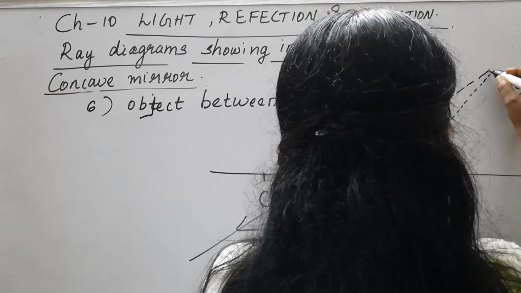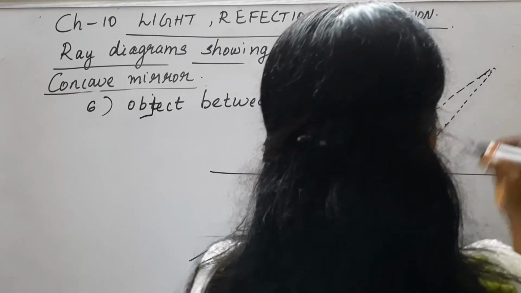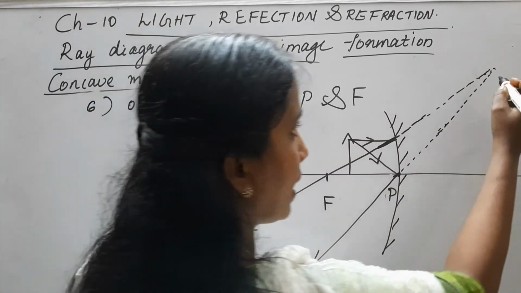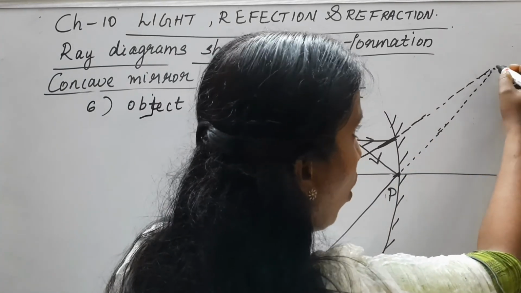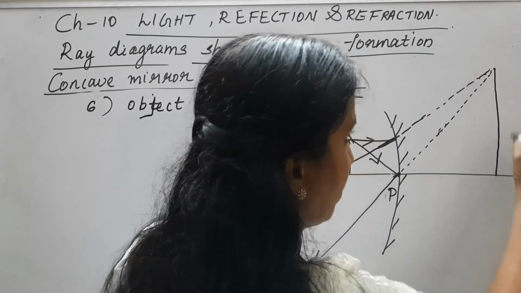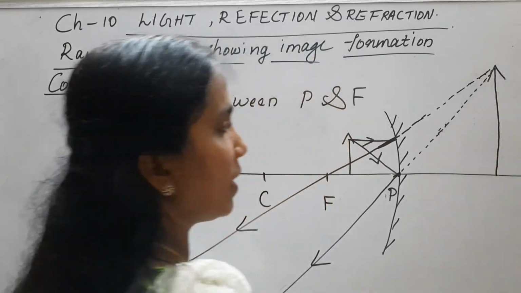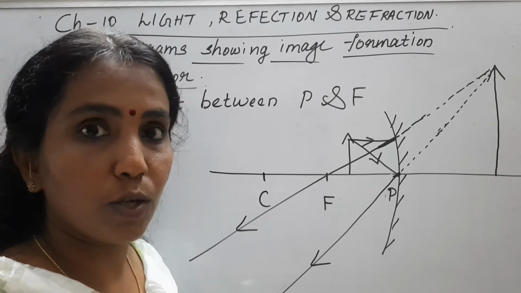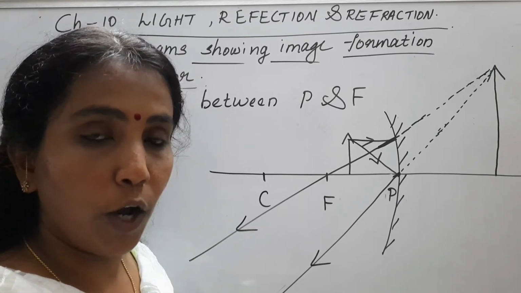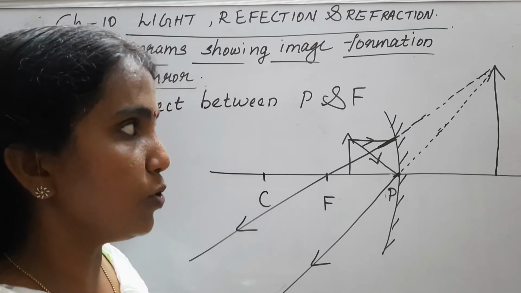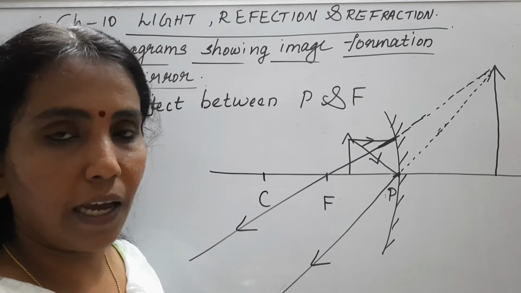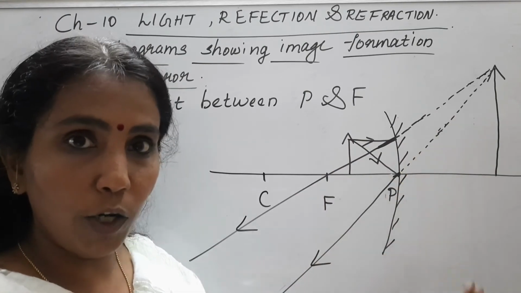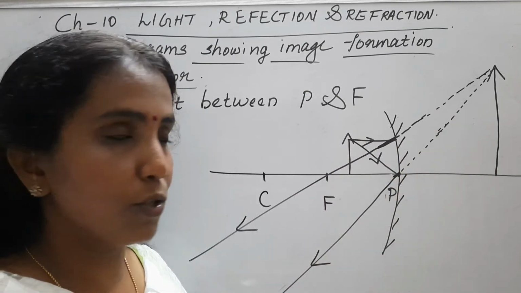When you extend them, the two lines are found to meet at a point behind the mirror. At that point, we say we'll get an image. We'll be able to see that image, but we cannot obtain it on a screen. Such an image we call a virtual image. So such a virtual image is formed in this case, behind the mirror. You cannot obtain it on the screen, so it is a virtual one.